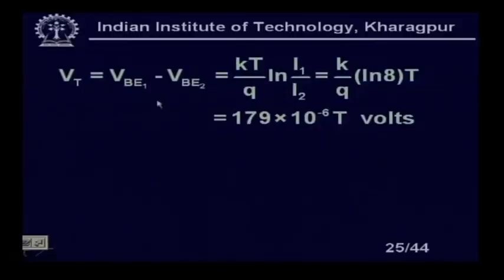Again, the difference between the base emitter voltage drops of 2 identical transistors with different collector currents is proportional to the absolute temperature. So I can write Vt equal to Vb1 minus Vb2 equal to KT by Q natural log I1 by I2. If you put in the Boltzmann constant K and electronic charge Q, and since the ratio I1 by I2 is 8, natural log 8 times T, I will get 179 × 10⁻⁶ into T volts, where T is the temperature.